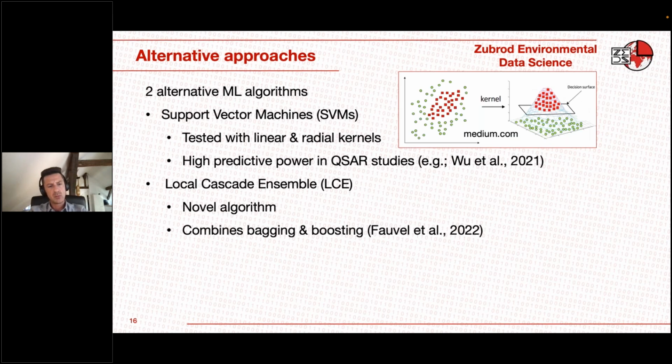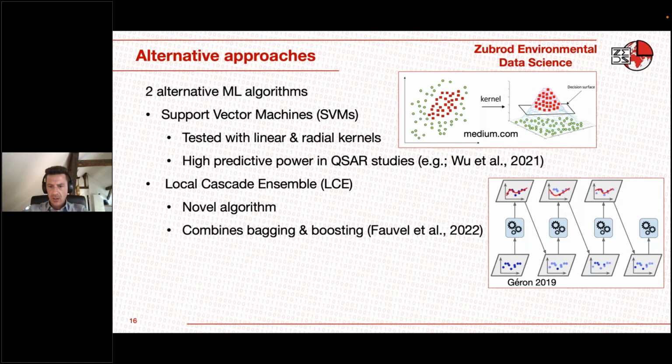And the second algorithm that we used is a very novel one called local cascade ensemble, which is thought to combine the strength of bagging, which I showed you for random forests, and boosting. So what is boosting? Again, we take our training data set. This time we don't take a subset, but just train a so-called weak learner again. And now we take the residuals of that model and build another weak learner on that. Then we take the residuals of that model, build another weak learner on that, and so on. And finally, again, we aggregate the predictions of all the weak learners to get to a strong learner.